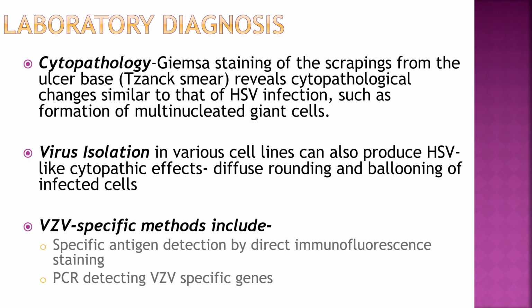Laboratory diagnosis, cytopathology: Giemsa staining of scraping from the ulcer base. Tzanck smear reveals cytopathological changes similar to that of HSV infection, such as formation of multinucleated giant cells. Virus isolation in various cell lines can also produce HSV-like cytopathic effects, diffuse rounding, ballooning of the infected cells. Specific methods include specific antigen detection by direct immunofluorescence staining, and PCR detecting VZV specific genes.